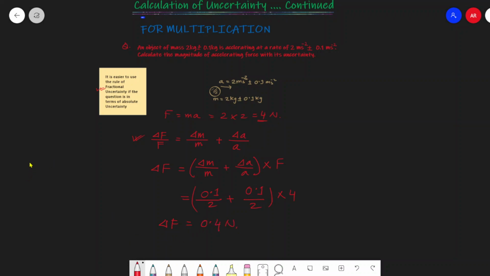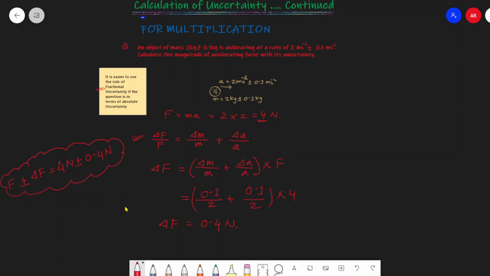So when we express the magnitude of the accelerating force with its uncertainty, this is how we express it: force plus minus del F, meaning the absolute uncertainty of force. It is 4 Newton plus minus 0.4 Newton. This is how I write down the final expression of this accelerating force with its uncertainty. When it is stated just as uncertainty, you can express it in terms of the absolute uncertainty, or you can express it in terms of the percentage uncertainty as well.